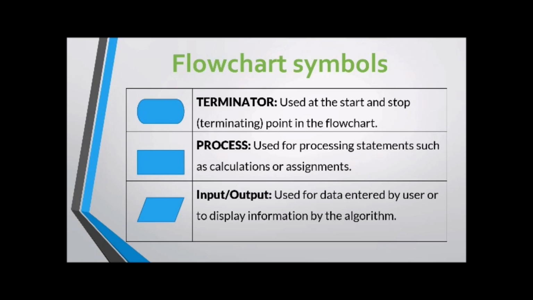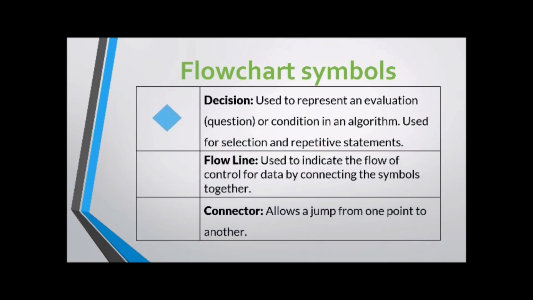Decision symbol. This is represented by a diamond. It is used to represent an evaluation, question, or condition within the algorithm, and is used to indicate that a selection and/or repetition statement is being used.